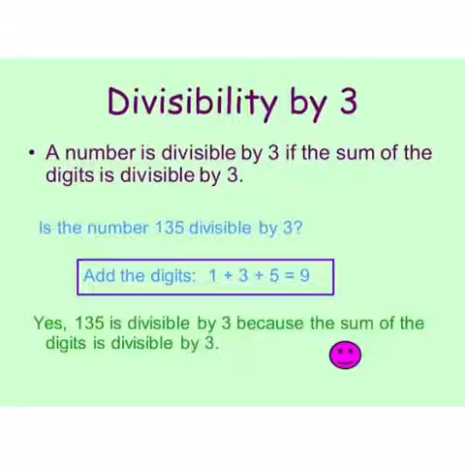So now children, divisibility by 3, or divisibility test by 3. A number is divisible by 3 if the sum of the digits is divisible by 3. So children, here you can see whether 135 is divisible by 3 or not. What we will do is add all the digits of 135: 1 plus 3 plus 5 gives 9, which is a multiple of 3. So it is definitely divisible by 3.